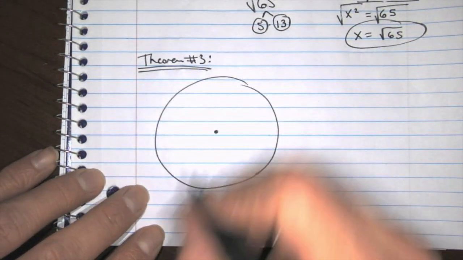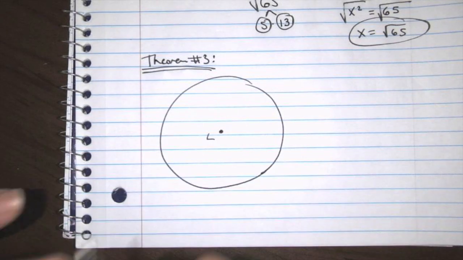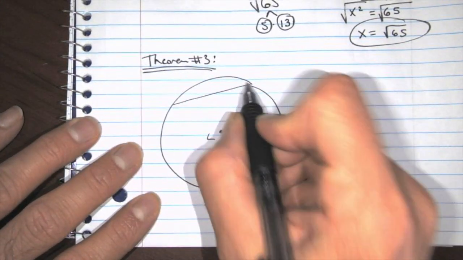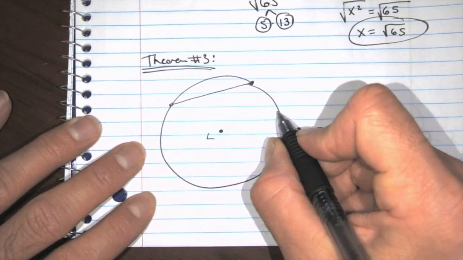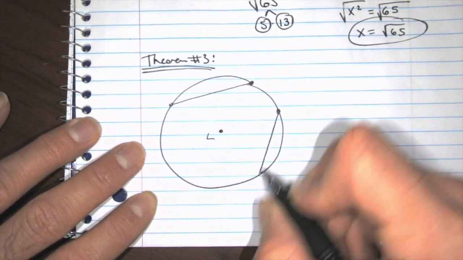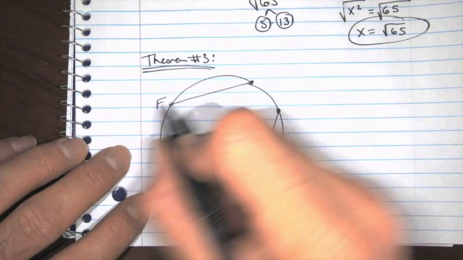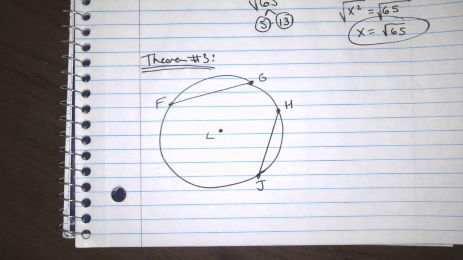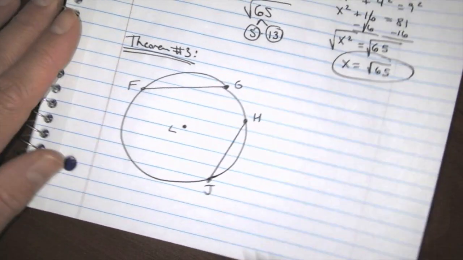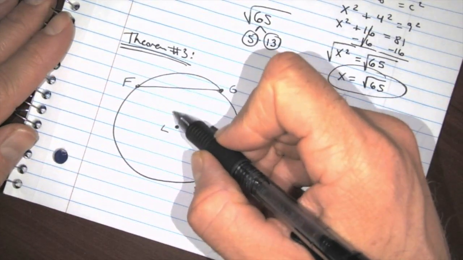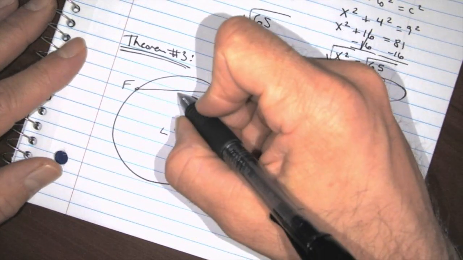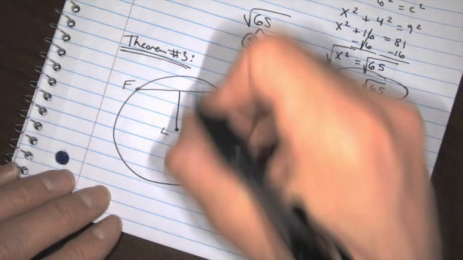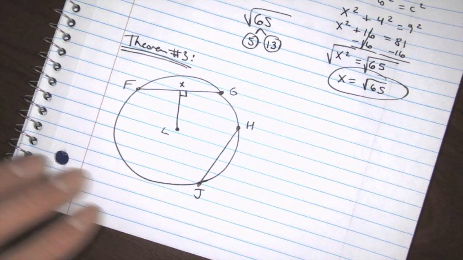Make a circle. Give it a center. Call it center L. I need 2 congruent chords. Call this one B, and let's make another one like B. Okay. F, G, H, J. You know what I said? I'm not going to do an if-then. I might do an if-then. Sorry. I would like you to, from this chord, make a perpendicular distance to the center. Let's call this X. Make a right angle right there.